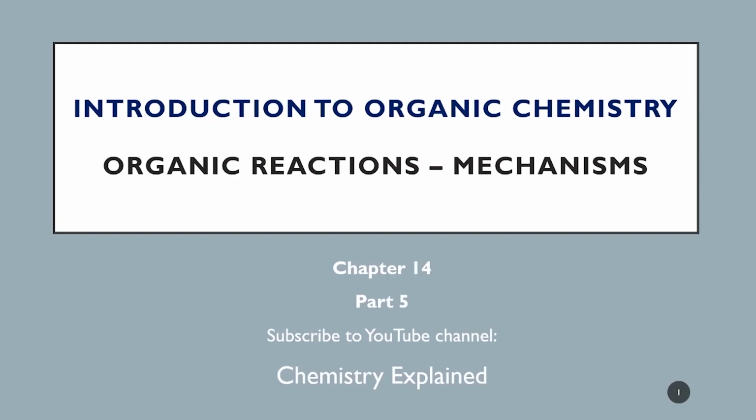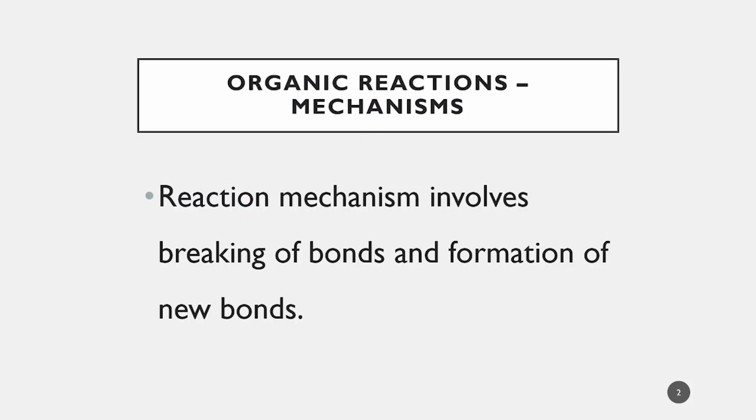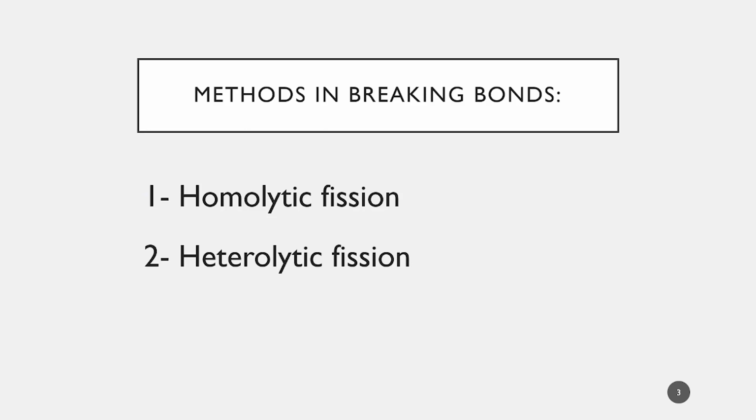Today is our last part of Introduction to Organic Chemistry, Organic Reactions and Mechanisms. Let's start. So what do we mean by organic reactions and mechanism? We mean by that in organic chemistry the reaction that involves breaking of bonds and the formation of new bonds. There are two types of breaking bonds in organic chemistry, either homolytic fission or heterolytic fission.